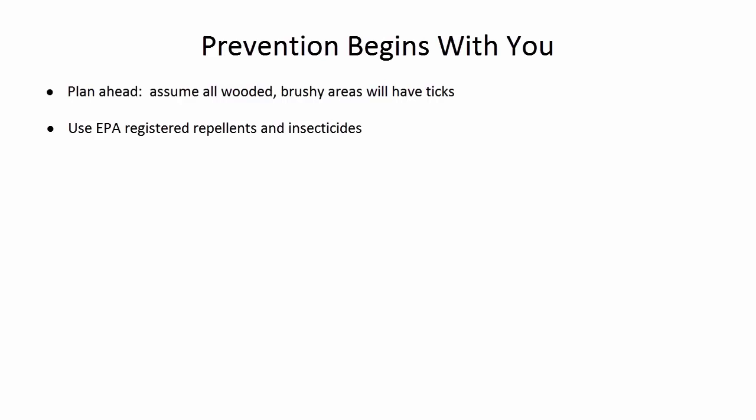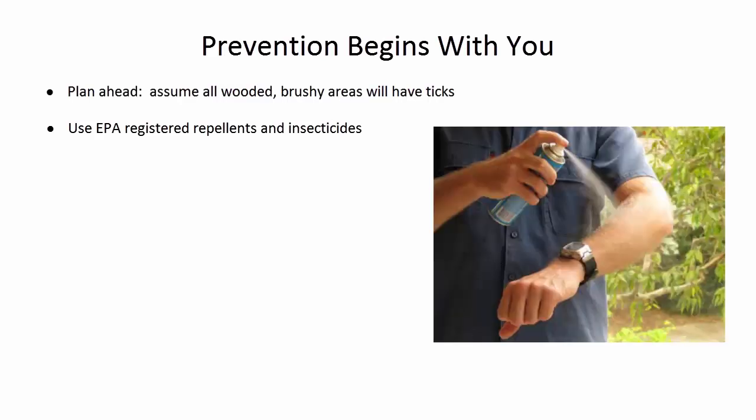Prevention of tick-borne disease begins with you. Before you enter an area that may have ticks, plan ahead. Assume all wooded, brushy areas will have ticks, so prepare properly. Take the time to apply EPA-registered DEET-based repellents to your exposed skin and apply a permethrin-based insecticide to your clothing and shoes, or if available, wear clothing already treated with permethrin.